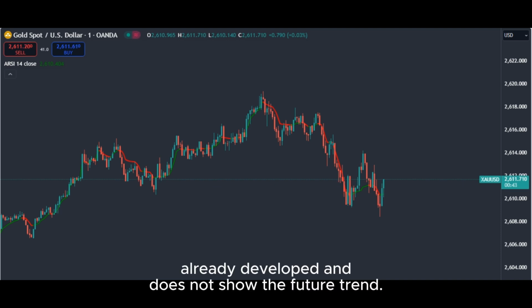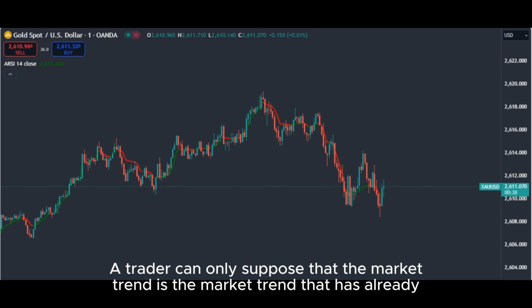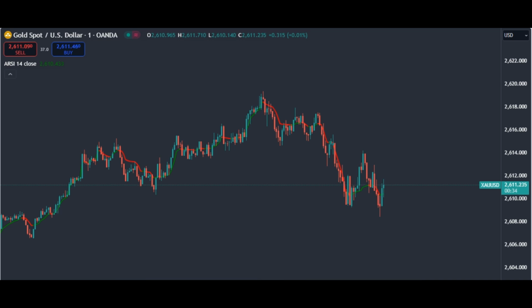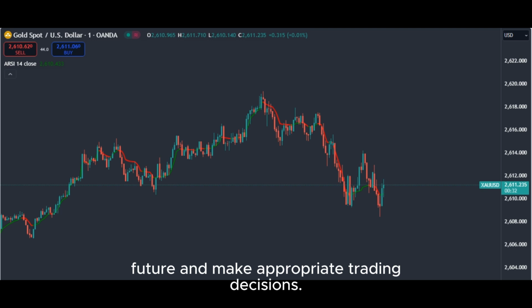Besides, the ARSI indicator uses the historical data for its calculation, and, as a result, it reveals the market trend that has already developed and does not show the future trend. A trader can only suppose that the past trend will continue to develop in the same direction for some time in the future and make appropriate trading decisions.